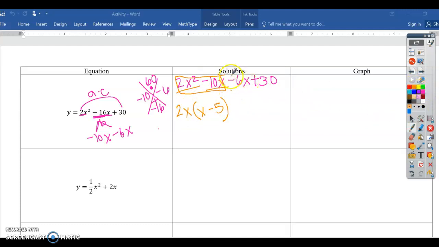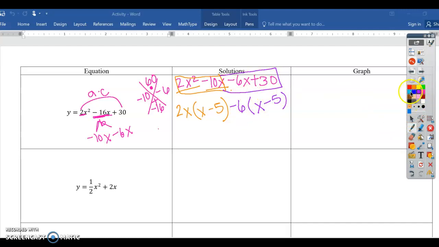So now I'm going to do the same thing for the next two terms. Negative 6x plus 30. What can I divide both of those terms by? Well, I could divide both of them by a negative 6. Negative 6x divided by negative 6 is just x. 30 divided by negative 6 is minus 5. Okay, and I can double check. Negative 6 times x, negative 6x, negative 6 times negative 5, positive 30.